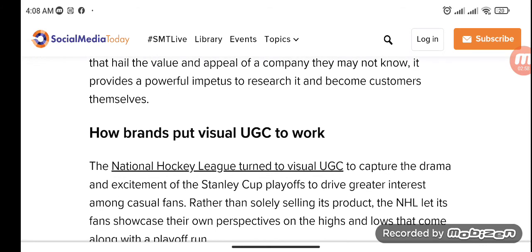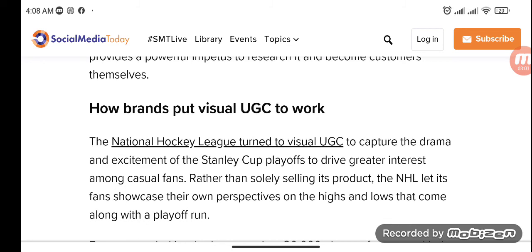How brands put visual UGC to work. The National Hockey League turned to visual UGC to capture the drama and excitement of the Stanley Cup playoffs to drive greater interest among casual fans. Rather than solely selling its product, the NHL let its fans showcase their own perspectives on the highs and lows that come along with the playoff run.